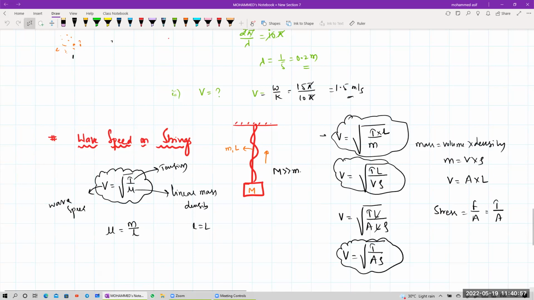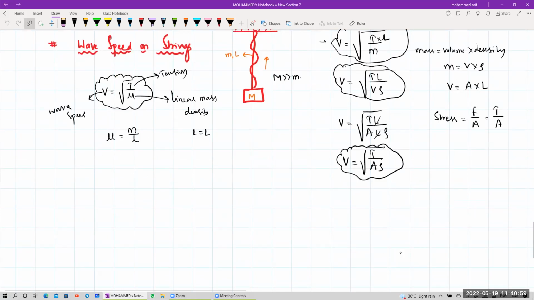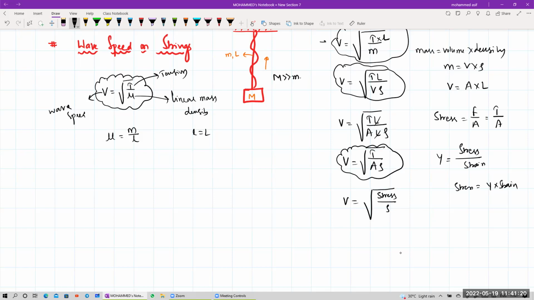Can I write like this? So V is equal to under root of this T by A, which can be written as stress divided by rho. And we know from the elasticity chapter Y is equal to stress divided by strain, beta. So stress can also be written as what? Stress is equal to Y into strain. So V is also equal to under root of stress, which is equal to Y into strain, divided by linear mass density.